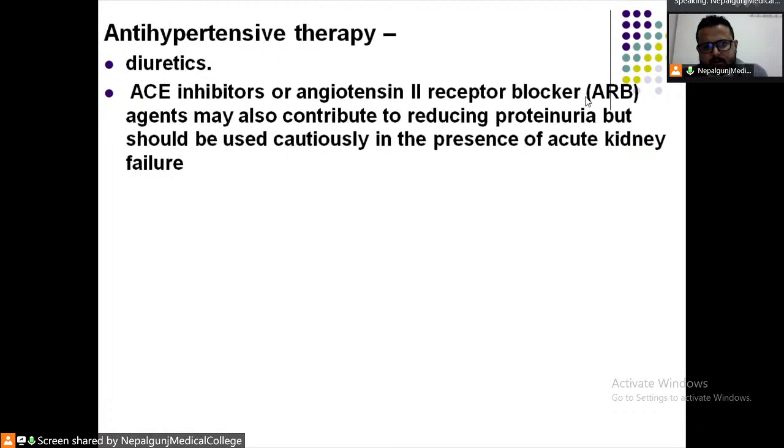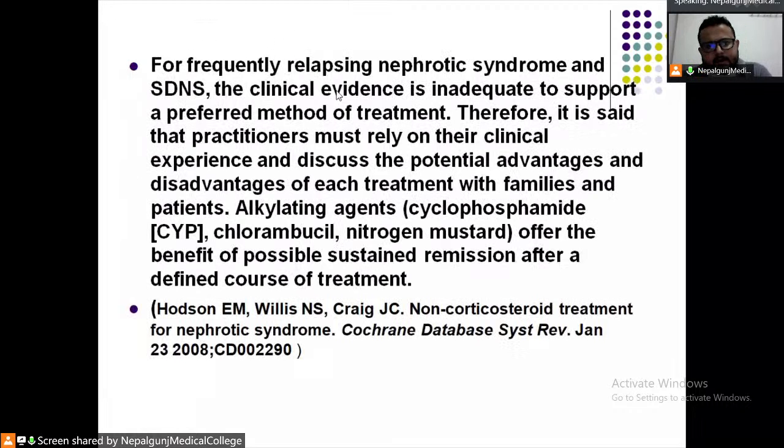So ACE inhibitor or the ARB cause a decrease in the proteinuria. So this agent is also prescribed in the treatment of nephritic as well as nephrotic syndrome. For frequently relapsing nephrotic syndrome and steroid dependent nephrotic syndrome, the clinical evidence is inadequate to support a preferred method of treatment. Therefore, the practitioner must rely on clinical experience and discuss the potential advantages and disadvantages of each treatment with the family and the patient.